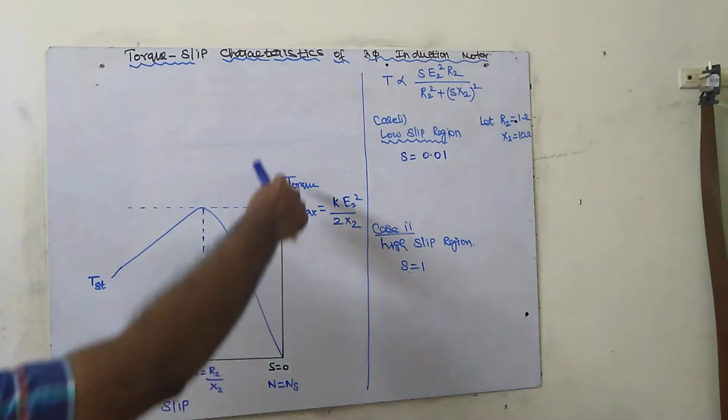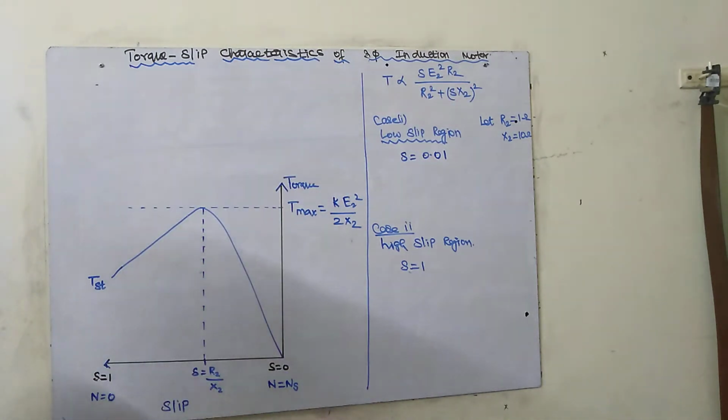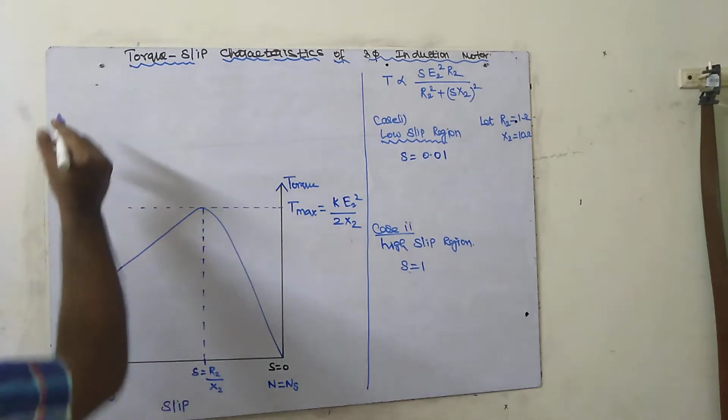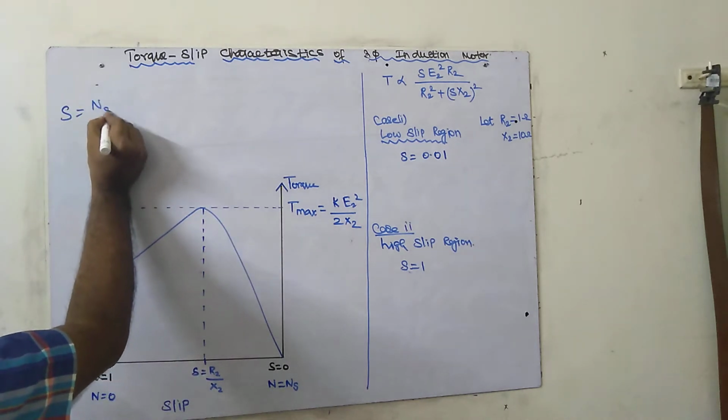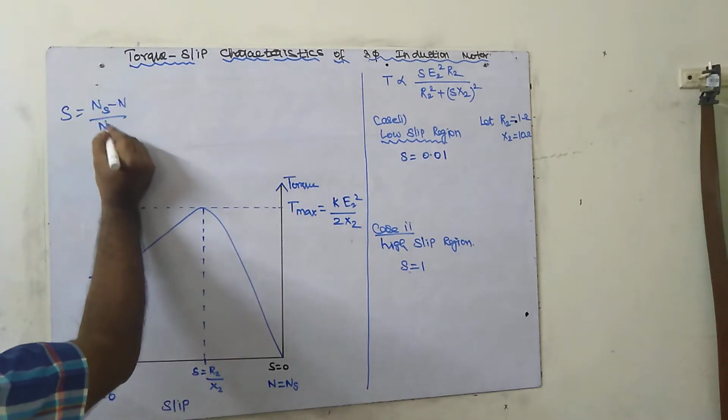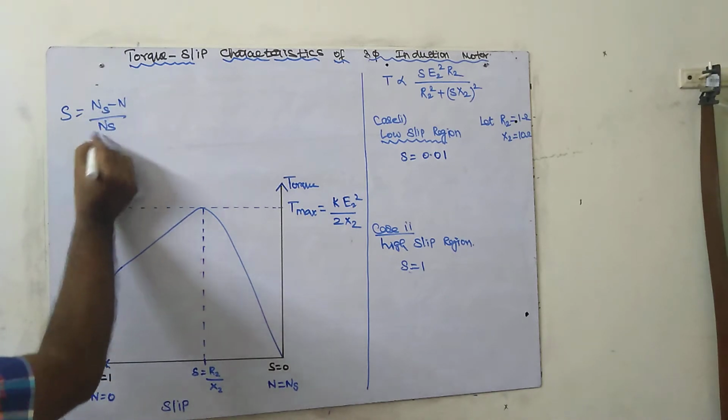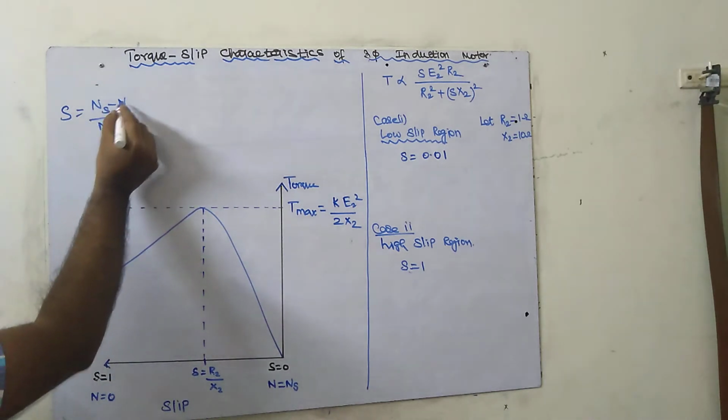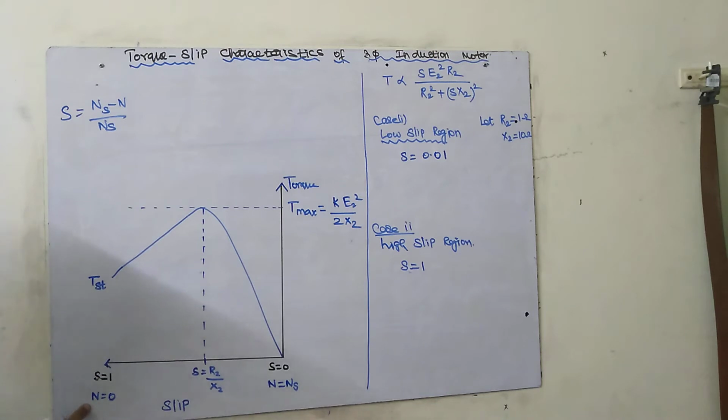Here I have taken torque on the Y axis, and on the x axis I have taken slip. Here slip equal to 1. What is meant by slip equal to 1? At that time speed equal to 0, because we know that S equal to ns minus n divided by ns. So when the speed is 0, the slip value is equal to 1.